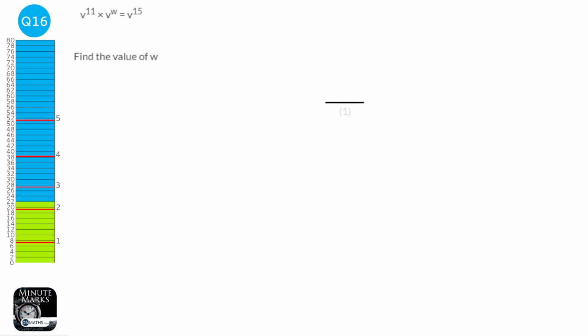We know that when you multiply powers with the same base, and here we've got all these as base v, you add the powers. So we're looking at what do we add to 11, which is this one here, to get to the 15. 11 plus 4 is 15, so w therefore equals 4.